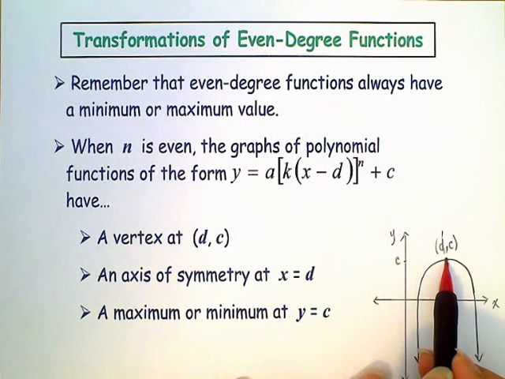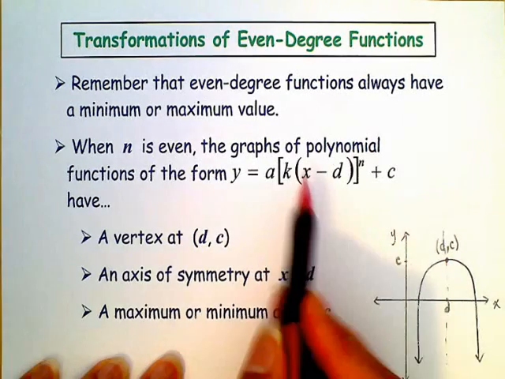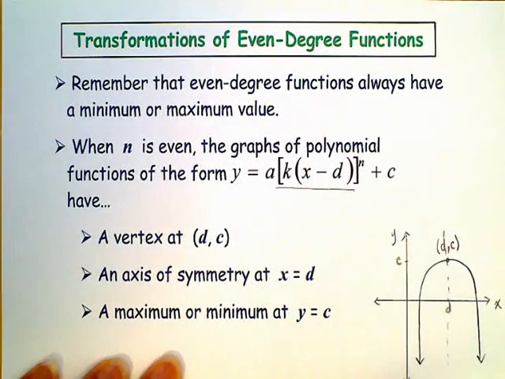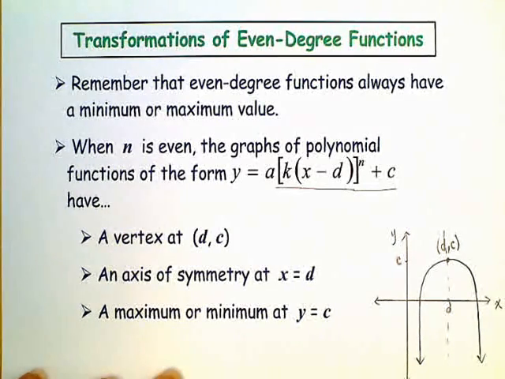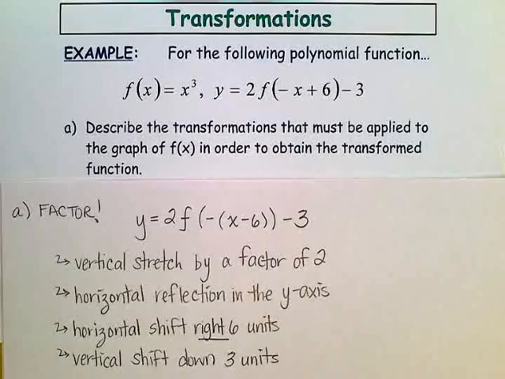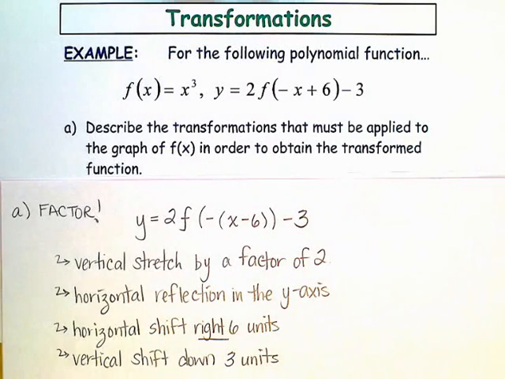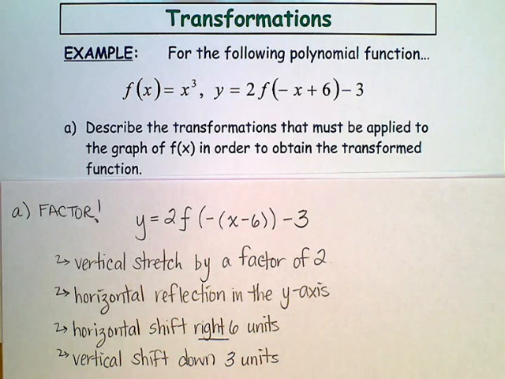So for even degree polynomial functions in transformed form, you will notice that there is a max or min point, just like you've seen with a quadratic function. For our example, it says for the following polynomial function, f of x equals x cubed, where y is equal to 2 f of negative (x plus 6) minus 3, describe the transformations that must be applied to the graph of f of x in order to obtain the transformed function.